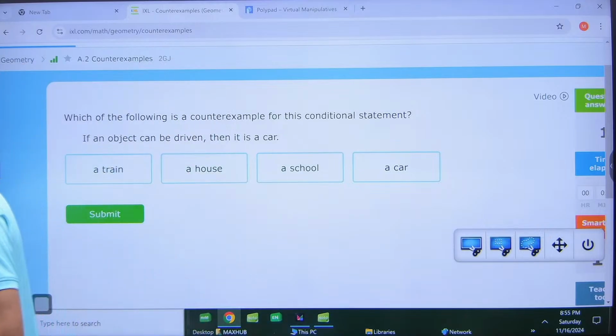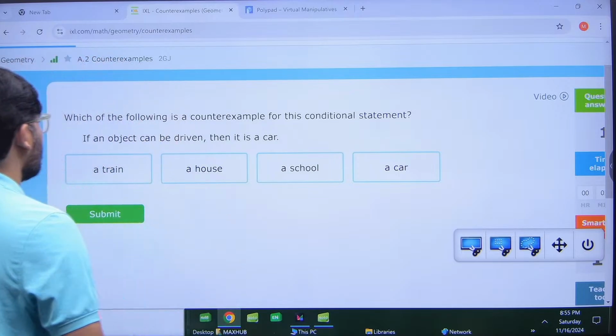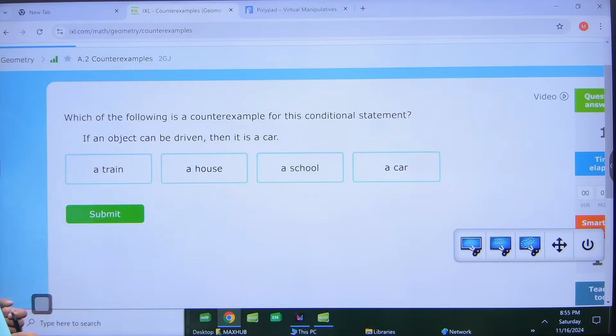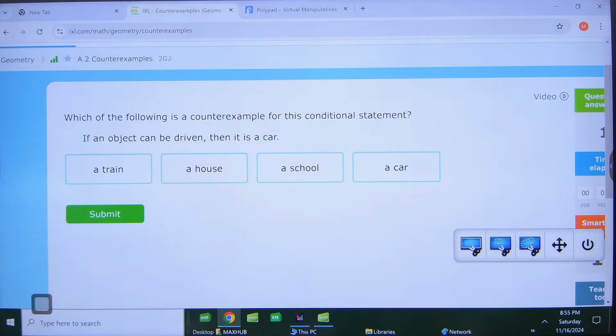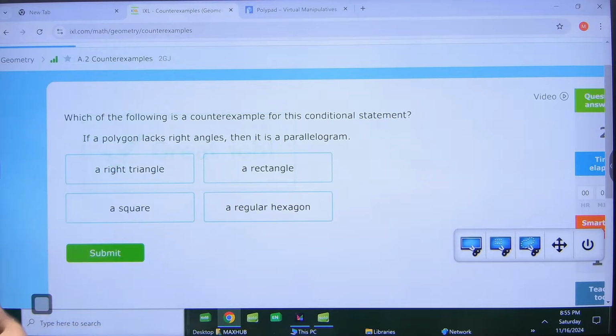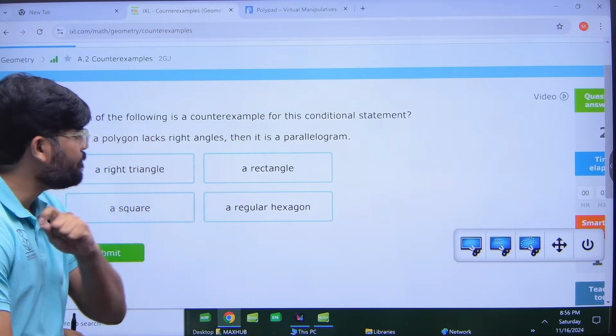Next question. Which of the following is a counter example for this conditional statement? If an object can be driven, then it is a car. Counter example. You have to give me one example which can be driven but it is not a car. A train. Yes. Good. If a polygon lacks right angles, then it is a parallelogram.